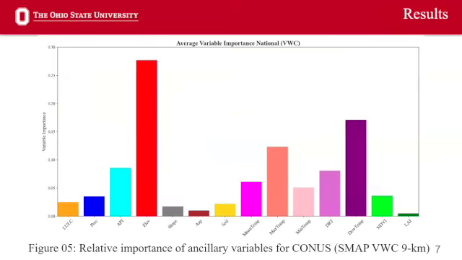The results show pretty much similar for SMAP and NLS for both units of measurement. This figure is showing the CONUS SMAP volumetric water content 9 kilometer, and here it shows that elevation is the highest ranking variable, and it has the most influence on downscaling, and dew point temperature is the second highest, although maximum temperature also has some influence on that.